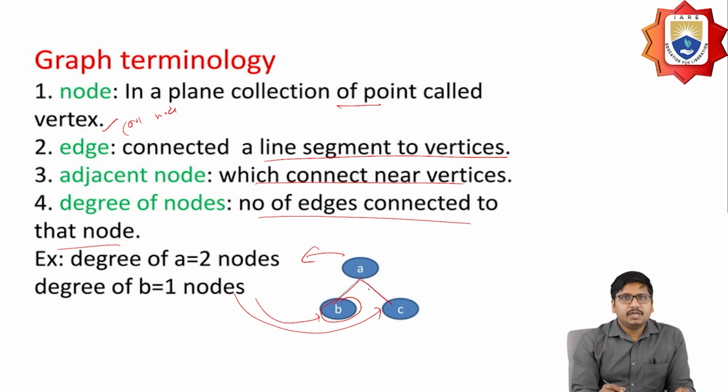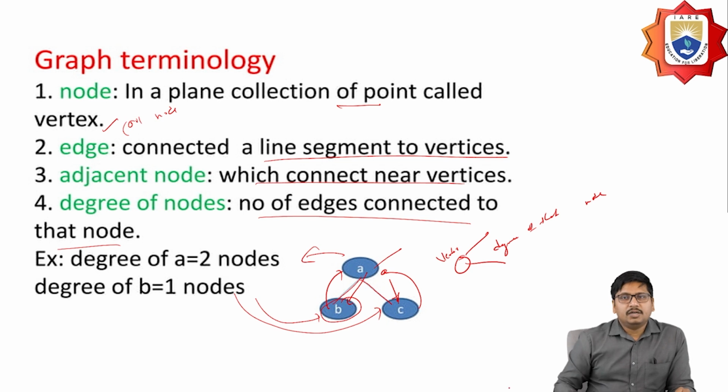So a node is nothing but a collection of points called a vertex, and the line segment is what we call an edge, and the nodes which are connected are near to each other. Suppose A is adjacent to C as well as A is adjacent to B, and C is also adjacent to A, and B is also adjacent to A. So these are the adjacent vertices. And degree of the node means the number of edges that are connecting to this vertex should be treated as the degree of that node.